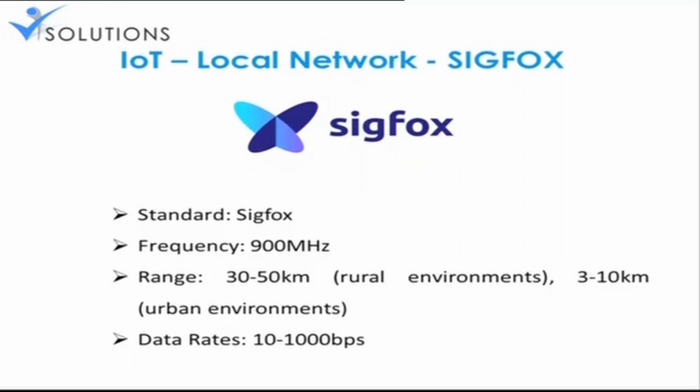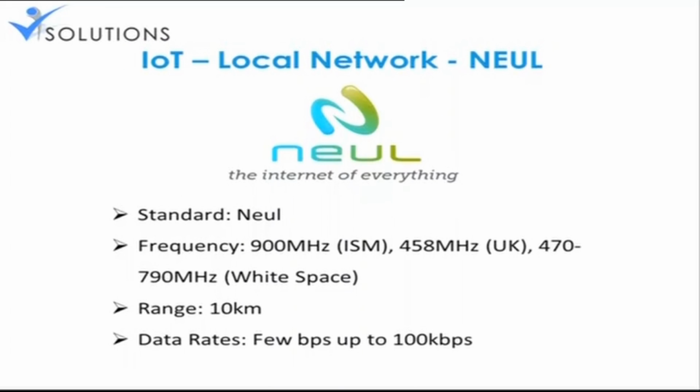Coming to Newell, frankly speaking, I'm not very fond of Newell. One advantage of Newell is the data rate, which might be from a few bps up to 100 kbps. But this can work on white space. How many of you know what white space is? Do you know what white space is?